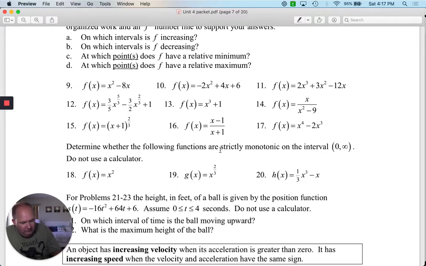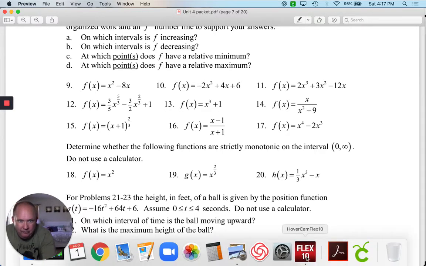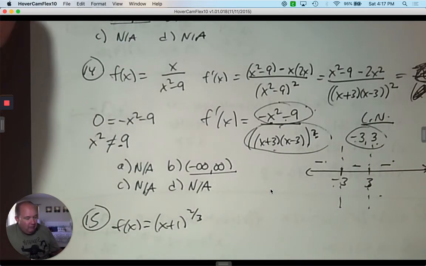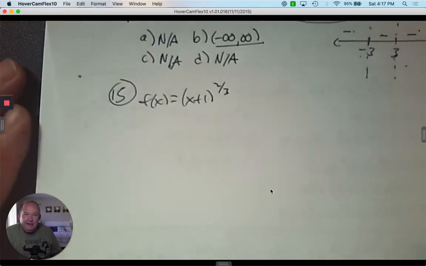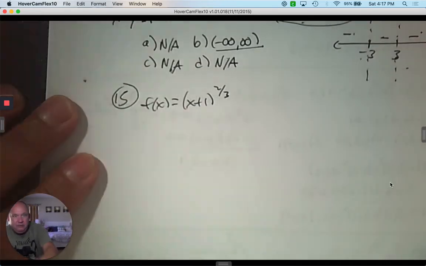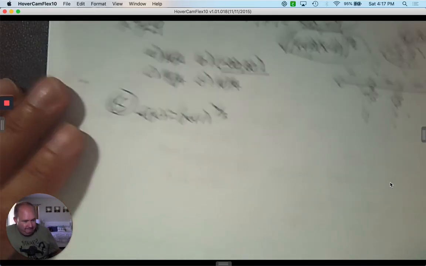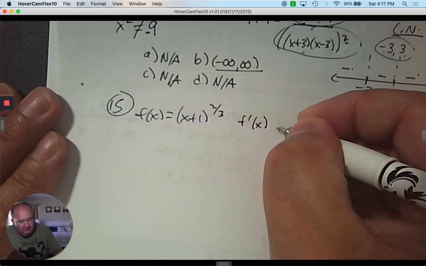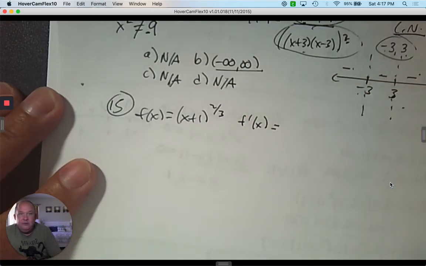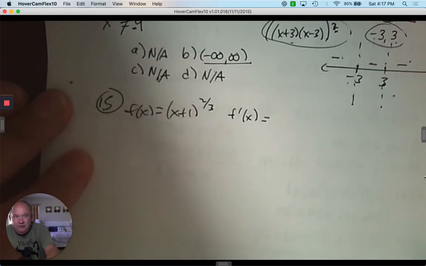x plus 1 to the 2/3. So I want you to press pause and do your best to do it first. So again, we're looking at where is the function increasing, where is it decreasing, where are the local maximums and minimums using calculus and algebra. All right, for those that did the work, you can sit back and look at the video to see if you did it correctly.